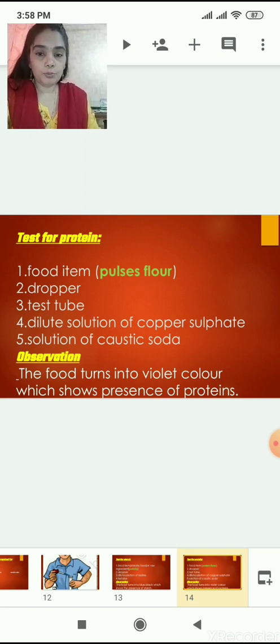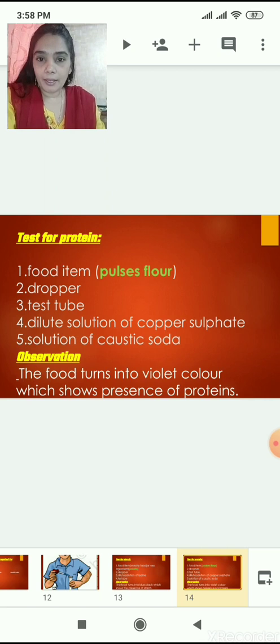Now in your notebook write question 3 and write test for starch. Sorry, test for fats. Yes. Now again you will take a small quantity of a food item. This time you're not going to add water in the test tube.